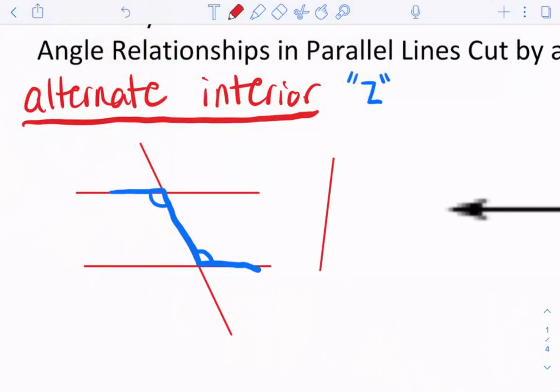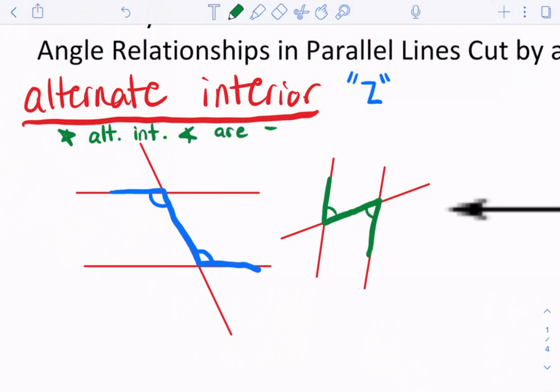So I'm going to make another pair of parallel lines here, cut by a transversal going this way. This one will look more like an N, but still it's almost like making the letter Z. So notice it could be forwards, it could be backwards, but as long as I can make a Z, there are my alternate interior angles. And those are always equal. I'll put that relationship here for you. I'm going to abbreviate it: alternate interior angles are congruent.